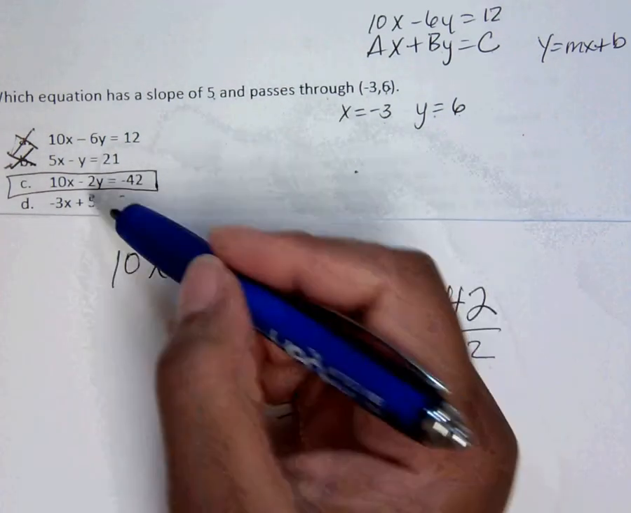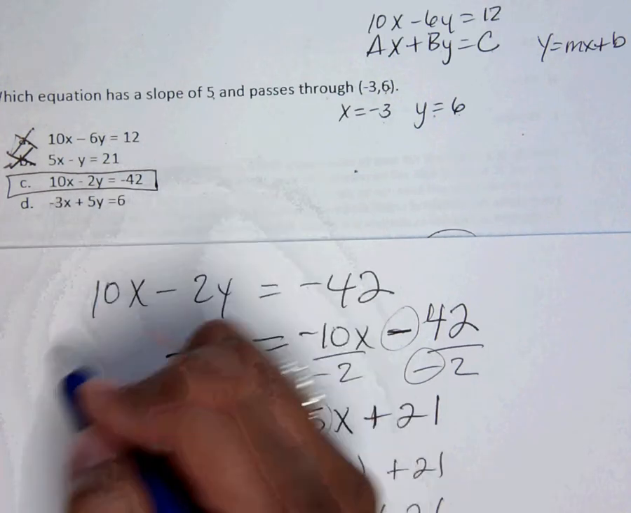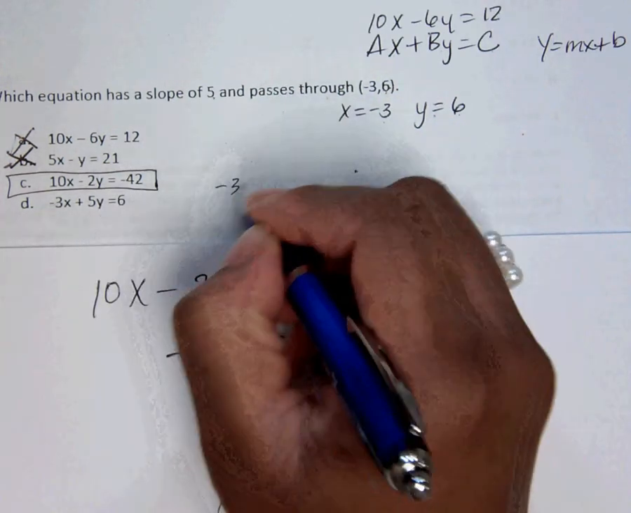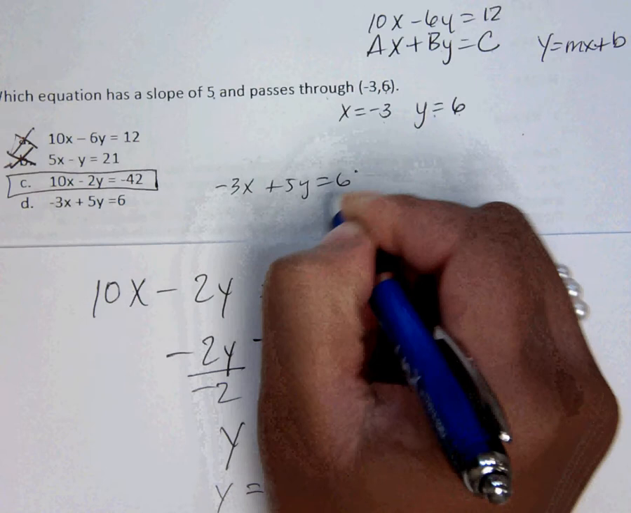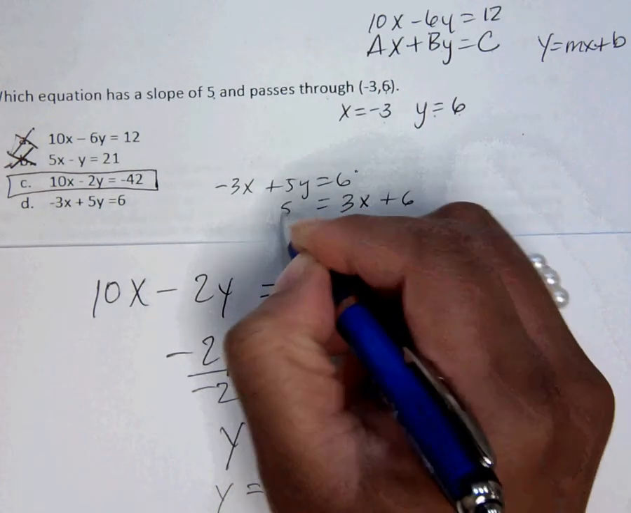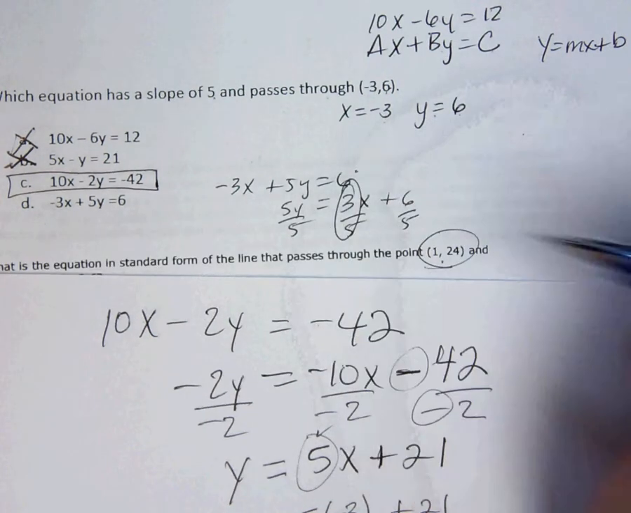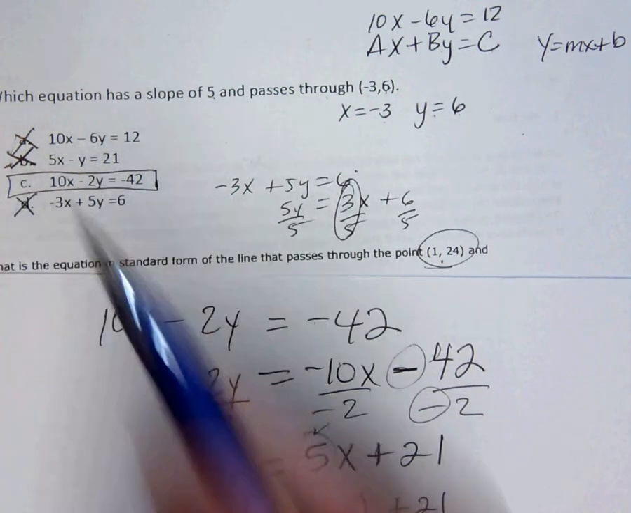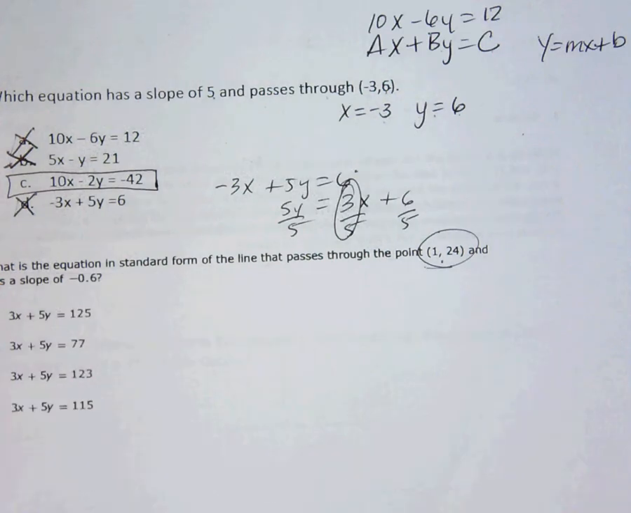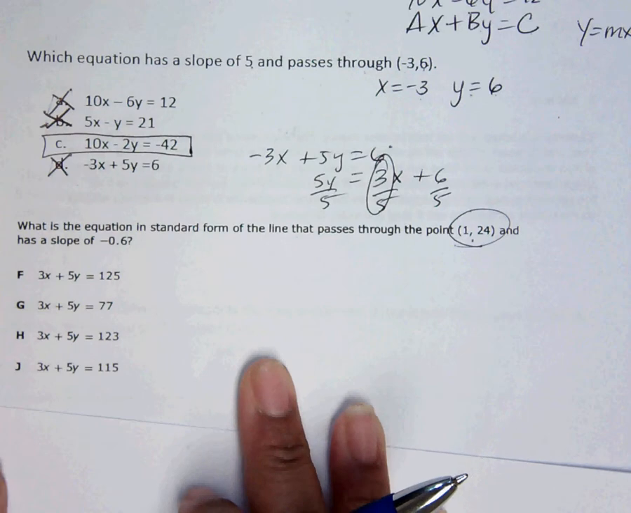You can check and see that this is not going to have a slope of 5, because that will become positive 3x when you move it to the other side, and positive 6 with a 5y, and you divide off the 5. See? That's not a slope of 5, so that's not an option. The answer is C.